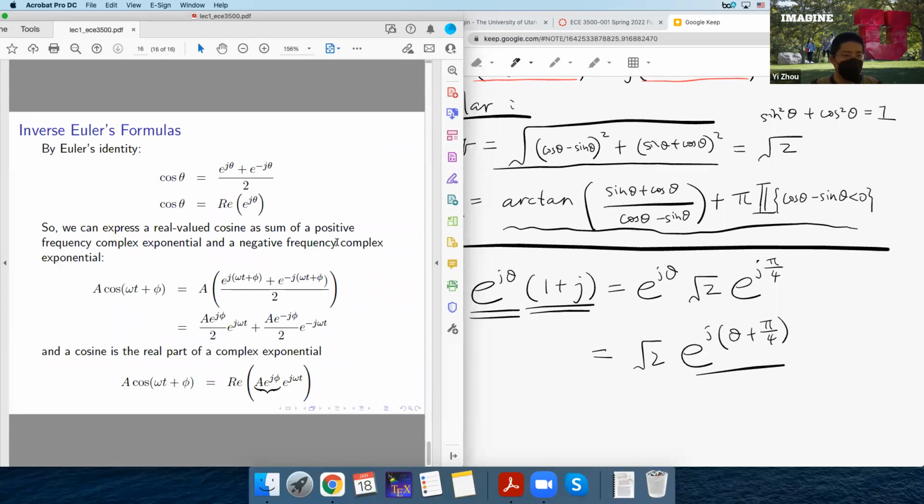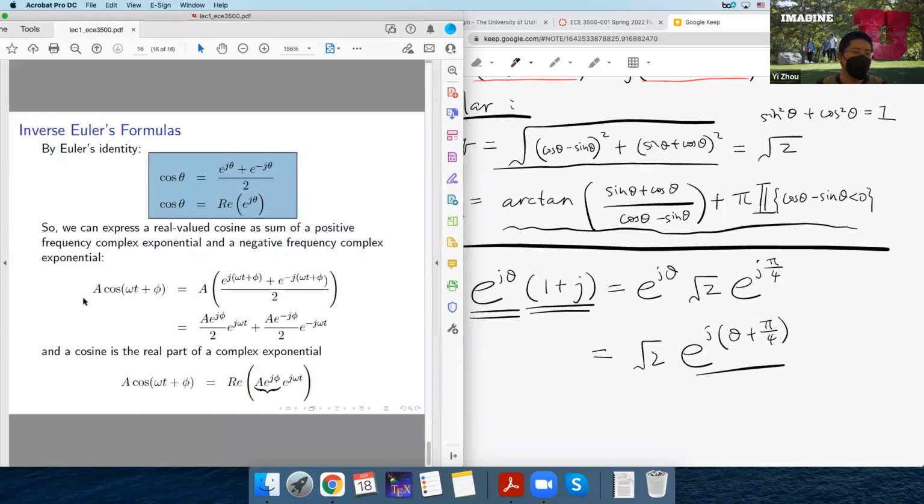And on the other hand, we have shown that, so this is the inverse Euler's formula. We can write cosines in terms of complex exponentials. And the other way that we may use a lot if you take the communication course is that cosine is the real part of this complex exponential, which is basically by the definition of the real part. And then we can use this to rewrite.